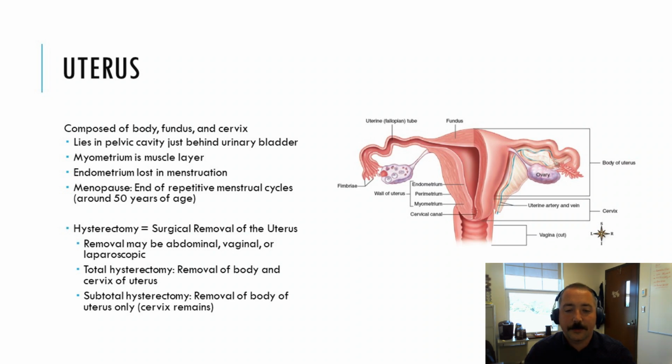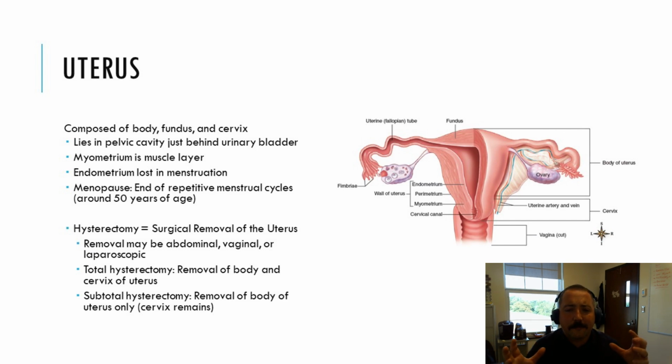Alright, moving to the uterus. The uterus is this cavity. It's got multiple layers, a very muscular cavity. The outer layer is called your perimetrium, your inner muscle layer is called your myometrium, and that inner lining is called the endometrium. This should sound similar to other organs we've talked about.